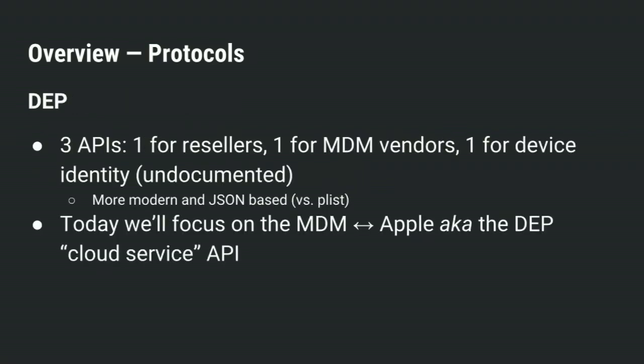All right, DEP. There's actually 3 separate APIs related to DEP. One for resellers, one for MDM vendors, and one for the device itself to prove its device identity, which is undocumented. The nice thing about all these is they're more modern APIs. They use JSON, no plists. And today we're only going to be focusing on that middle one there, the MDM to Apple communication, between the MDM vendor product and the DEP Cloud Service API.